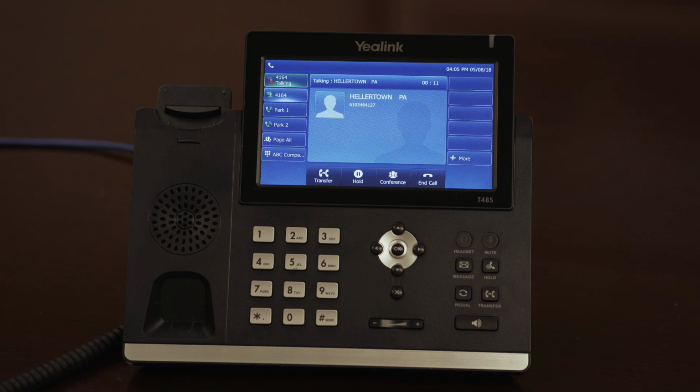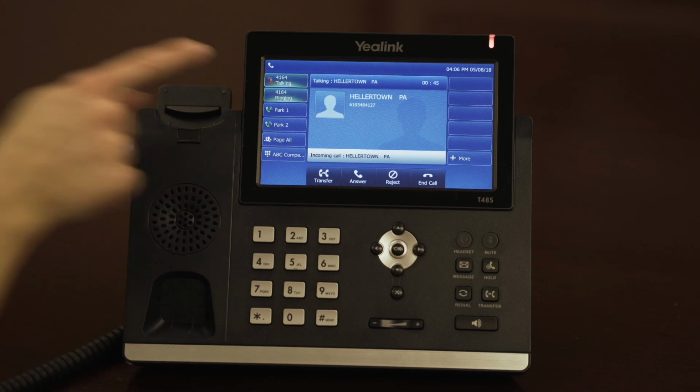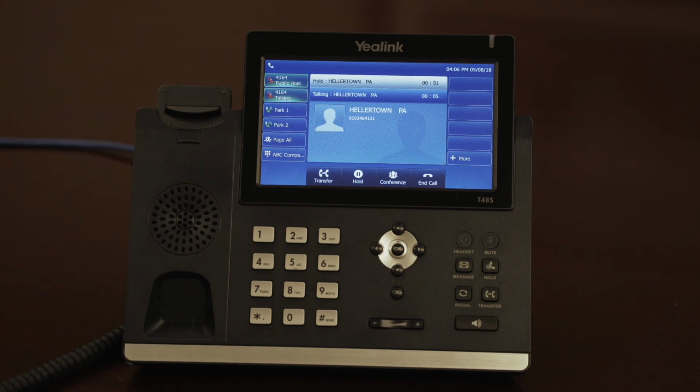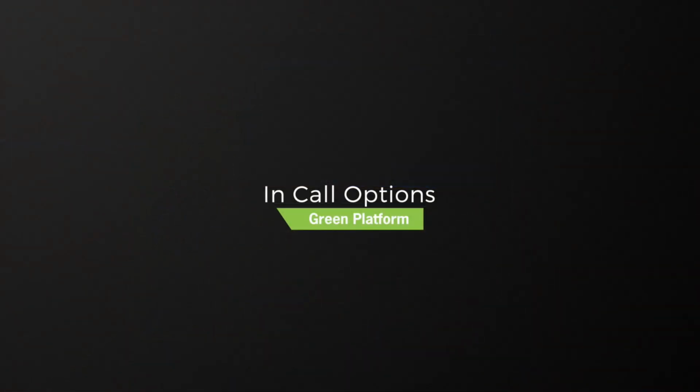If you're on one call and a second call comes in, your second line key on the top left will blink and you'll see the incoming caller ID displayed on your screen. To answer the second ringing call, press the second line key. The first will go on hold automatically. The slow blinking light on the line key will indicate that the call is on hold. You can go between calls simply by pressing the line keys.